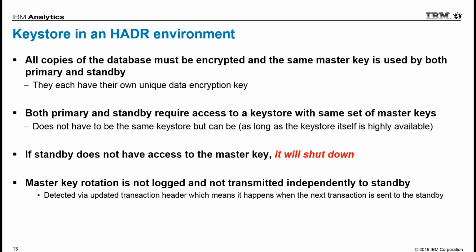So the primary and standby both require access to a Keystore that has the same set of master keys. It doesn't have to be the same Keystore. If you want redundancy, you can have 2 Keystores, but they have to have the same keys. If the standby does not have access to the master key, it will shut down. And you're going to hear that a fair bit throughout encrypted databases: if you can't get to the key, you will shut down.